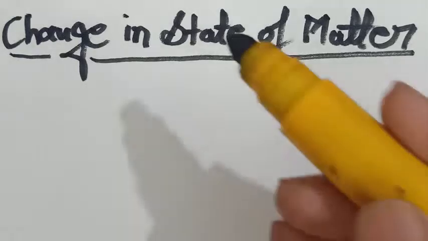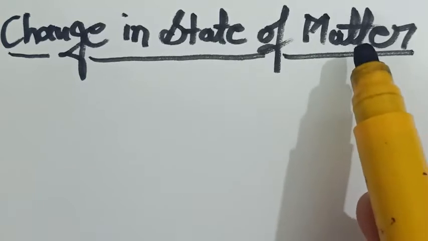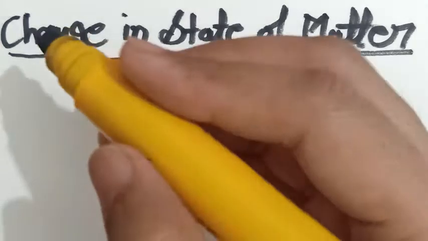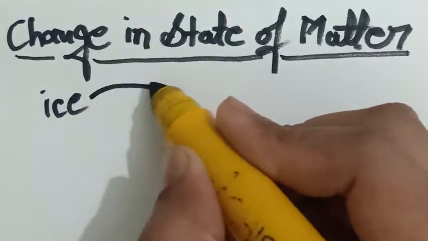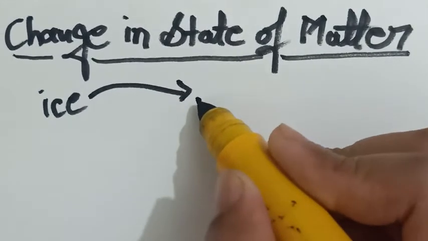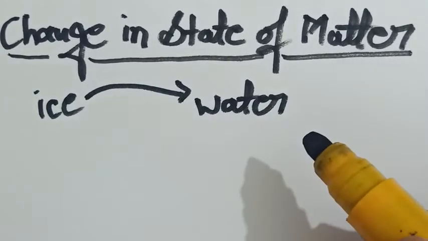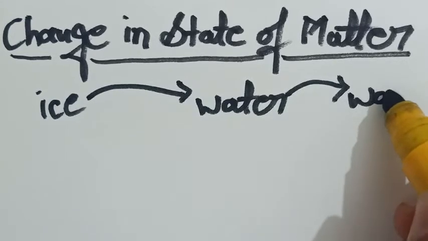Hello student, in this video I am going to start the explanation of the next topic, that is change in state of matter. I guess you all must have observed that when we provide heat to ice, it melts into water, and when we provide heat to this water, it changes into water vapor.